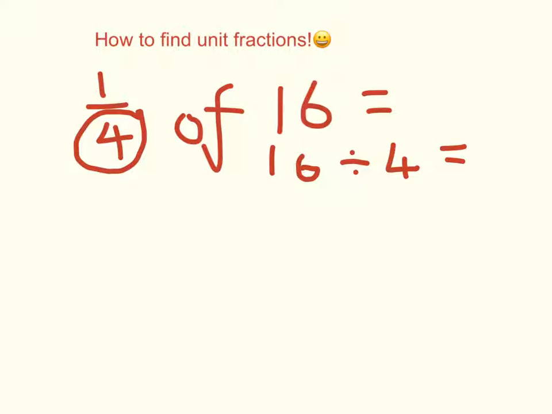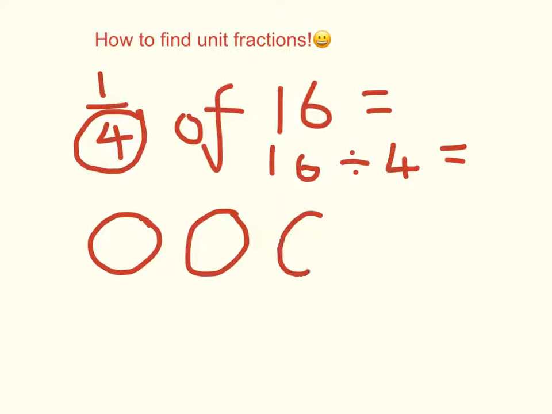And there's a few different ways we can do this. And some of the easiest ways is to actually share 16 between 4. So imagine you had 16 sweets shared between 4 people. And what we're doing is dividing. So I'm going to draw 4 circles. And each circle stands for one person, or if we want to call it, 1/4.